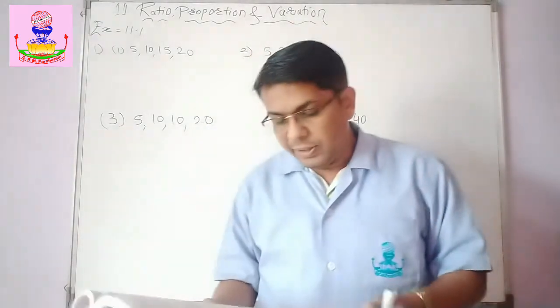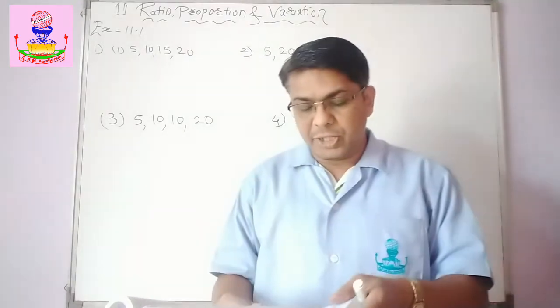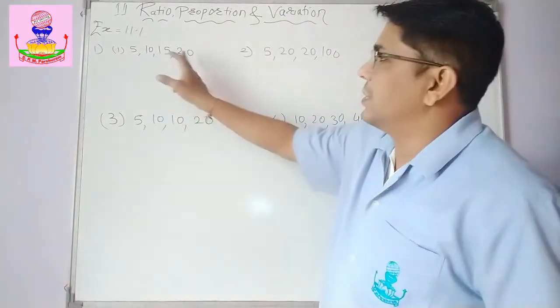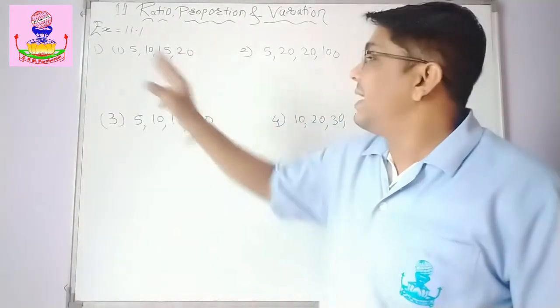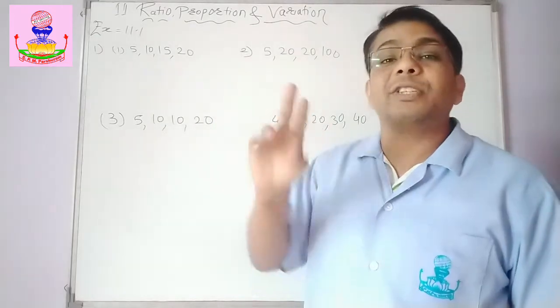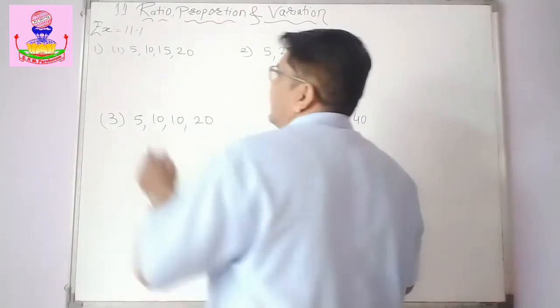Now see the first question, 11.1. In which of the following sets are the numbers in proportion? So 5, 10, 15, 20. Now A, B, C, D. So A into D should be equal to B into C. That is, the product of extremes should be equal to the product of means. So we should find that straight away.